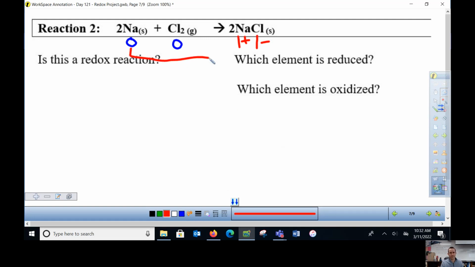Draw arrows to connect them. So sodium goes from being neutral to +1. Look at chlorine. Chlorine goes from being neutral to -1. So yeah, they change charges. There's a transfer of electrons. So this is a redox reaction.